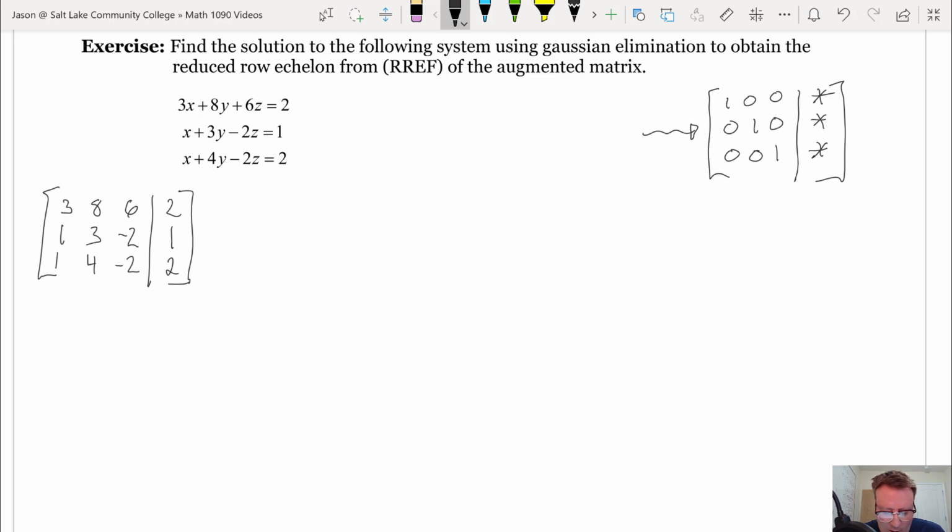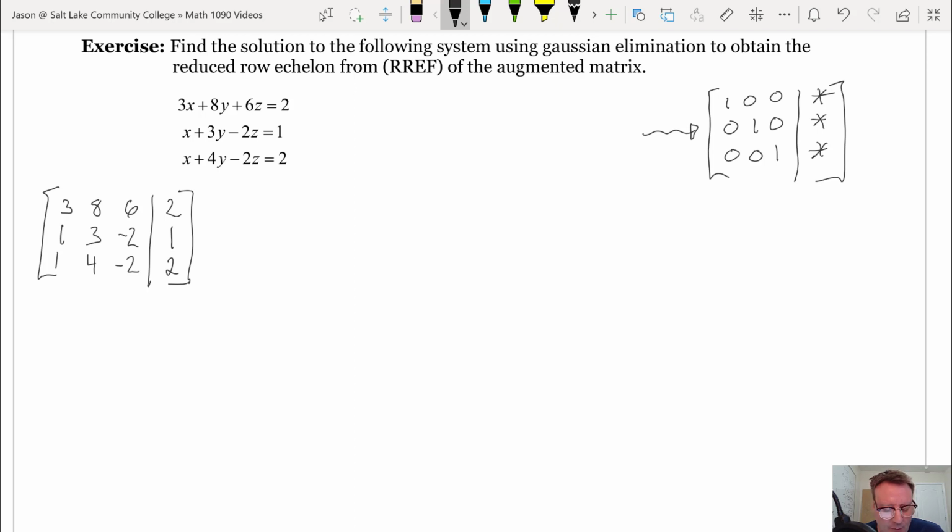I don't have a 1 up in the top left corner. I could multiply the first row by 1/3, and then I would get a 1 there in the top left corner of my matrix. But if I do that, I'll introduce fractions, because not every number in that row is a multiple of 3.